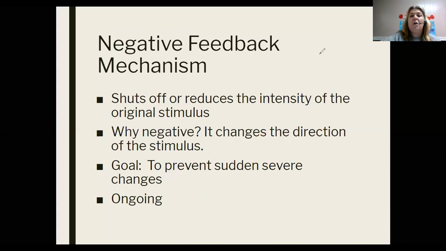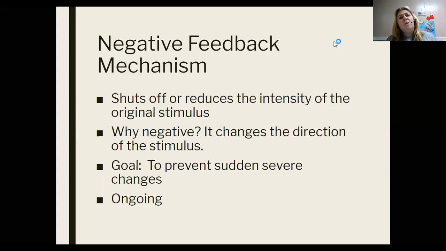Okay? So another way that you may see this is, let's just say that my blood pressure is going down, down, down. And so I drink some water and that allows my blood pressure to go back up, up, up. It changes direction. And because it changes direction, that means that it is a negative feedback.